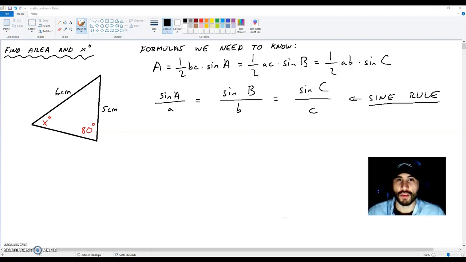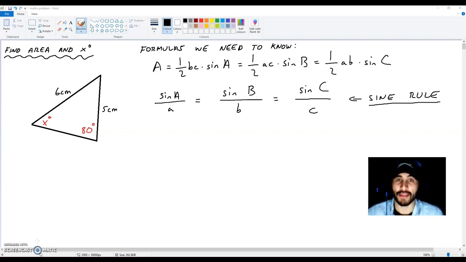Now to solve this problem there are going to be two essential bits of information that we need to know, plus we must also pay attention to the information we've been given on the triangle. The first piece of information that we need to know is the formula for the area of an irregular triangle. I've written this down above.